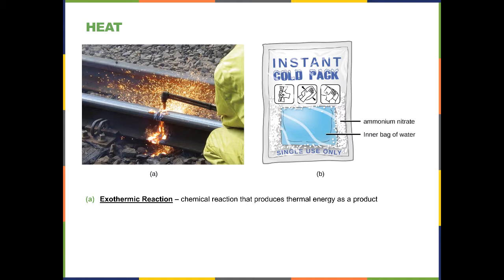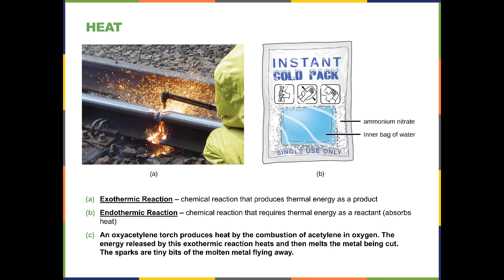Chemical reactions can either produce heat or they can absorb heat. If a chemical reaction produces heat, it's called an exothermic reaction, and that heat is considered a product of the reaction. A represents a type of exothermic reaction. Conversely, a reaction that absorbs heat or requires heat in order to be completed, whereas heat is now a reactant as opposed to a product, is called an endothermic reaction. And this is shown in B, where ammonium nitrate is dissolved in water.